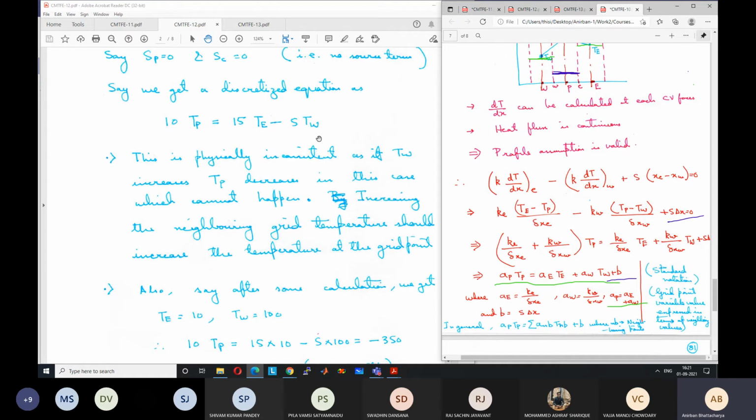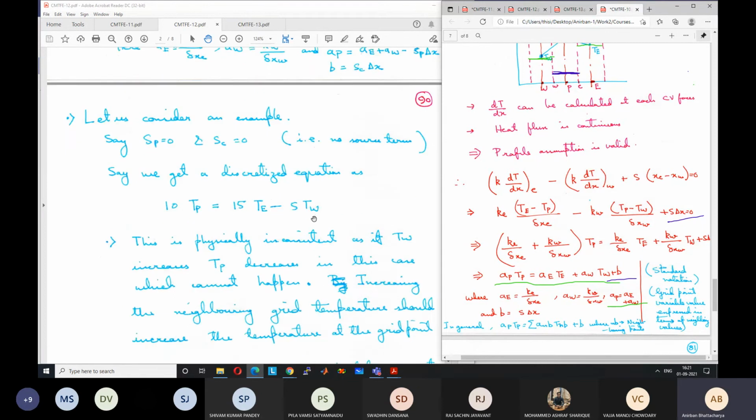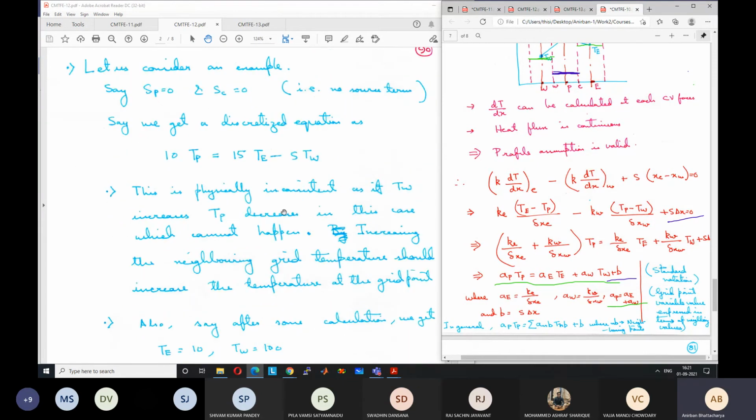What can happen is if this SP delta x is sufficiently large, okay, then if it is larger than AE plus AW, then this AP will become negative, although AE and AW are positive. That again will give a physically inconsistent solution. What will happen is that if TE and TW are positive, you will get negative value of TP and it will not be bounded. And again, as TE and TW increase, TP will decrease. So that can happen if AP becomes negative. Okay.